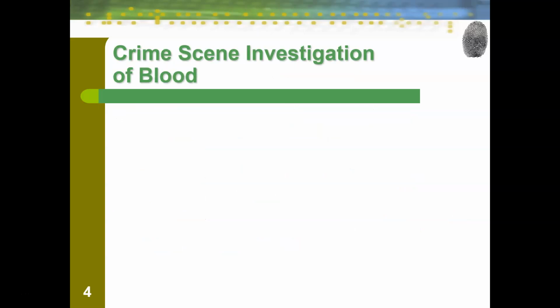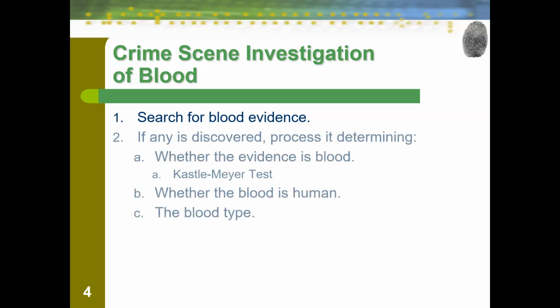Now, when it comes to the crime scene investigation involving blood, first step is going to be to search for blood evidence. I think that makes a lot of sense. Now, you may be thinking, isn't it obvious? Blood is bright red. But sometimes our blood can be very small and have gotten in very inconspicuous locations, so you do want to perform a thorough search because blood is really good evidence for us.